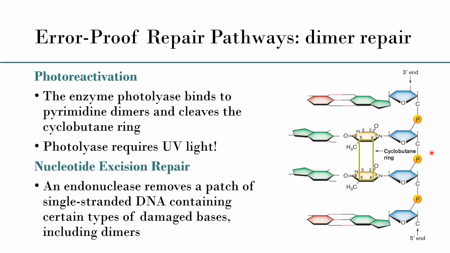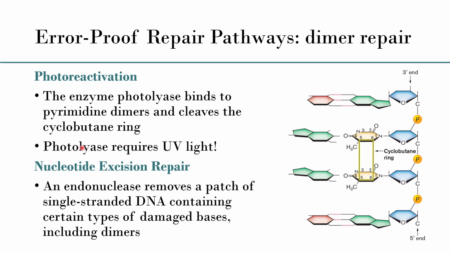The next way that we can do error-proof repair is to repair those dimers. So when we form that cyclobutane ring between pyrimidine dimers, there's two ways that we can fix this. The first one is photo reactivation. So the enzyme photolyase will bind to the pyrimidine dimer and cleave the cyclobutane ring. But photolyase requires UV light in order to work. This makes a lot of sense.